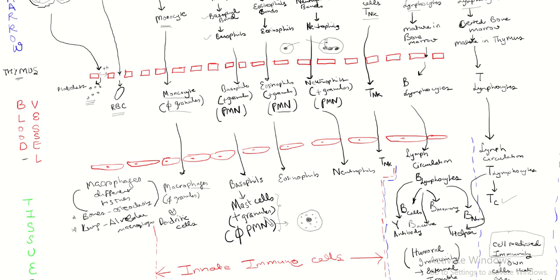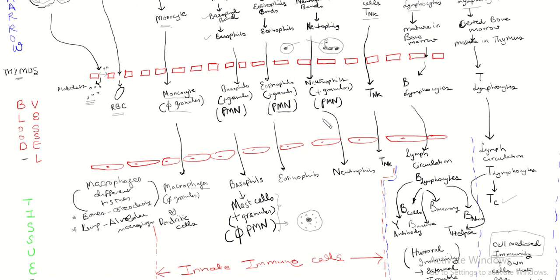Again, basophils, eosinophils, neutrophils, mast cells, all are granulocytes, but only basophils, eosinophils, and neutrophils are PMNs, or polymorphonuclear cells. Okay? Why is that important? Well, you'll see terms like granulocytosis, PMNs. Okay? So now you know what are granulocytes.